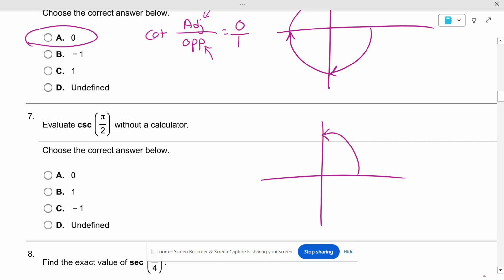90 degrees. 90 degrees is pi over 2. So we're at 0, 1 as an ordered pair. Cosecant is hypotenuse over opposite, right? Well, our hypotenuse we said was 1. Our opposite goes with sine. So our sine goes with the y value. So that's 1. 1 divided by 1 is 1.